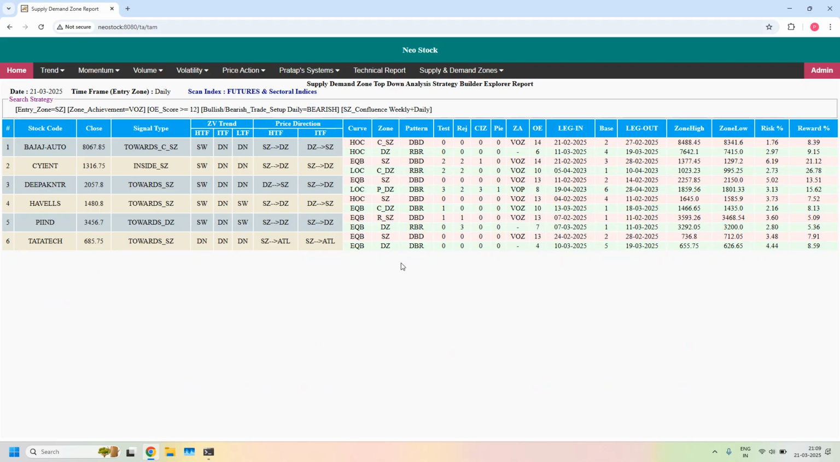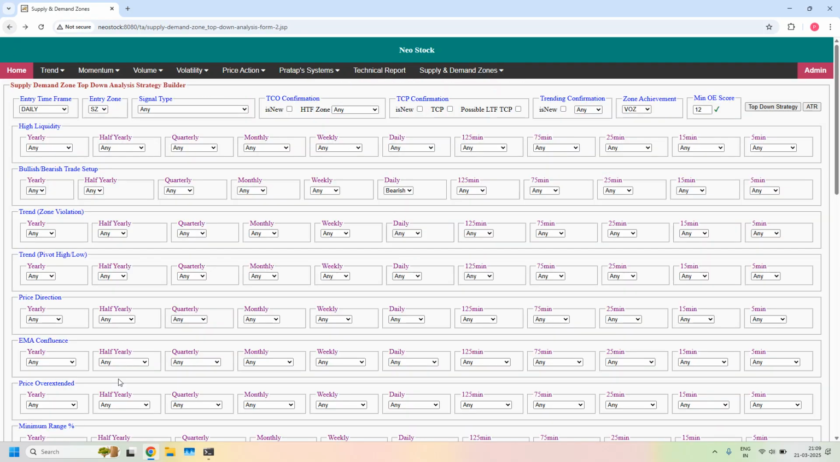That means in all the 6 stocks, these daily supply zones are overlapped with weekly supply zones. They are part of the weekly zone. And the weekly trend, the ITF trend, is down in all these stocks. So if the weekly supply zone has weekly EMA confluence, then these daily supply zones might have an even higher probability of success. Let's verify.